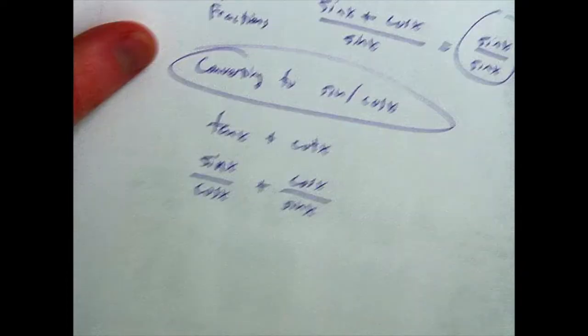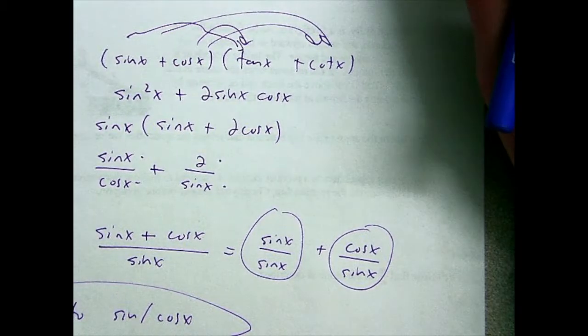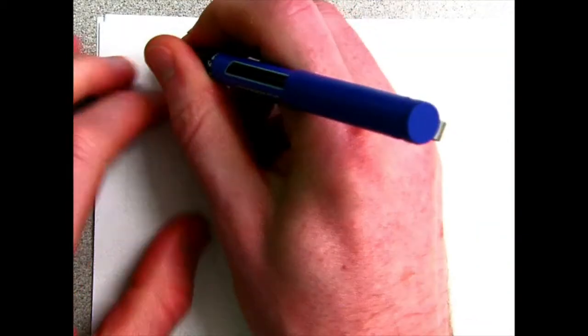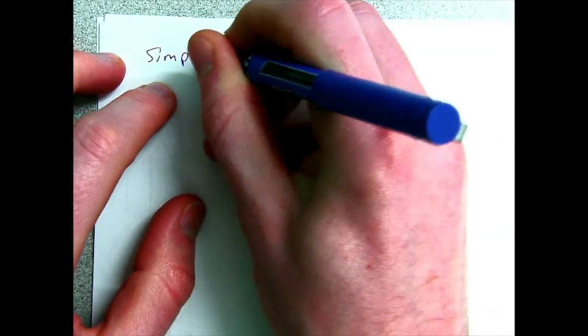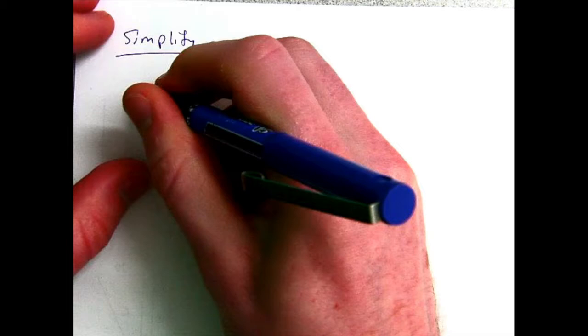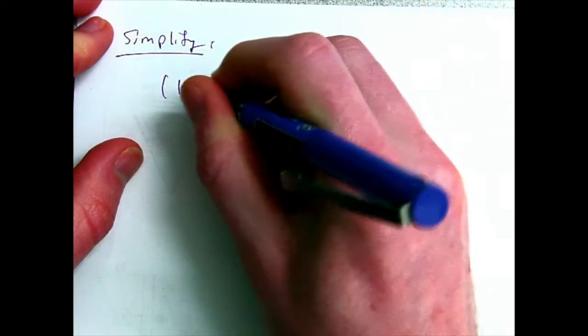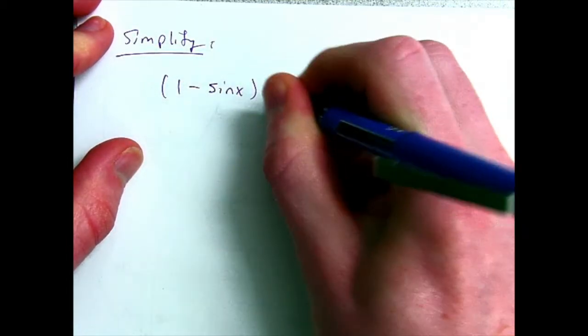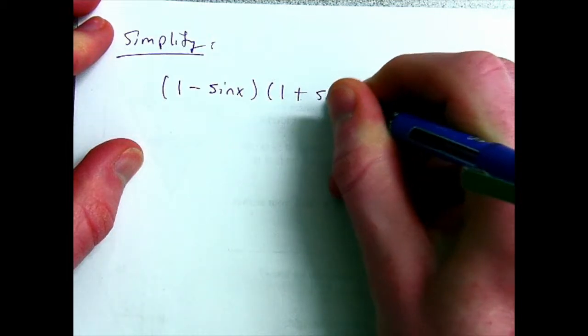So let's have a look at a few examples, because all of that's kind of abstract, and it's hard to tell really what I mean until you see it. So let's start with some simplification problems. These are not proving trig identities, but rather just simplifying trig expressions, although the two problem types are pretty similar. Suppose I wanted to simplify the expression 1 minus sine x times 1 plus sine x.